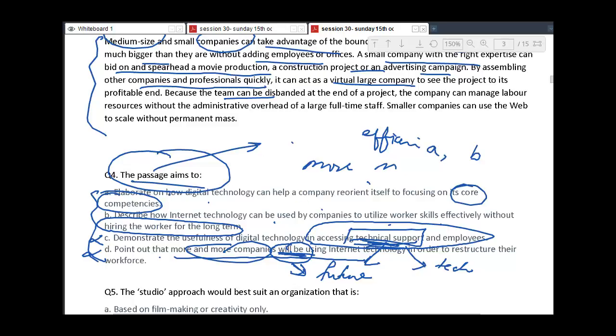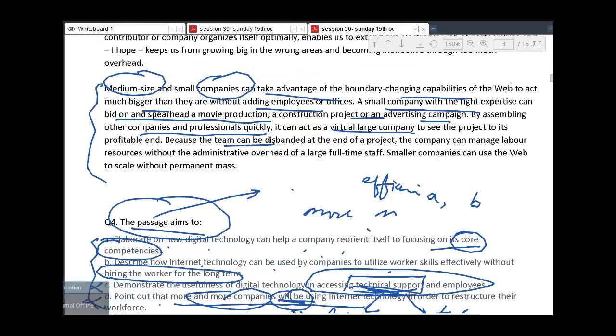A says elaborate on how digital technology can help a company reorient itself to focusing on its core competencies, and describe how internet technology can be used by companies. How many times, people, do you see the word core competency coming in the passage? That's what I'm telling you.